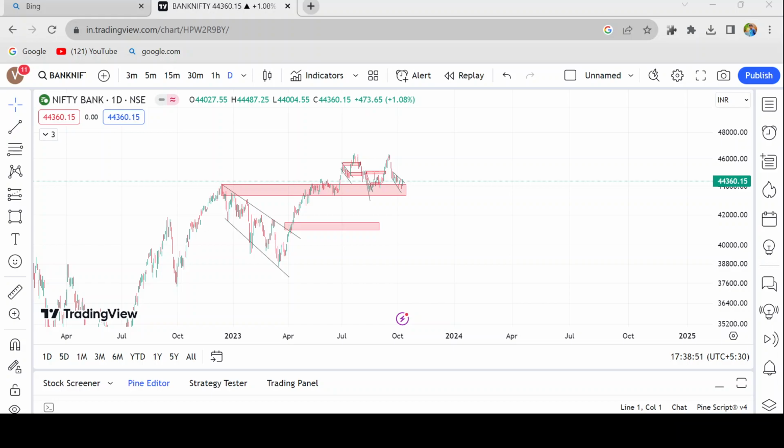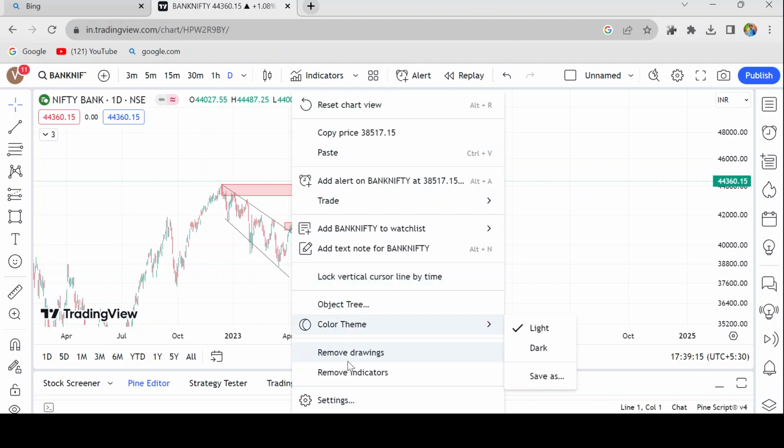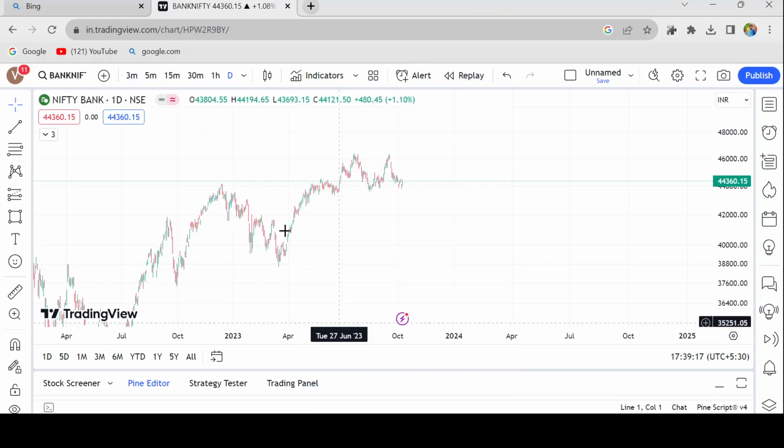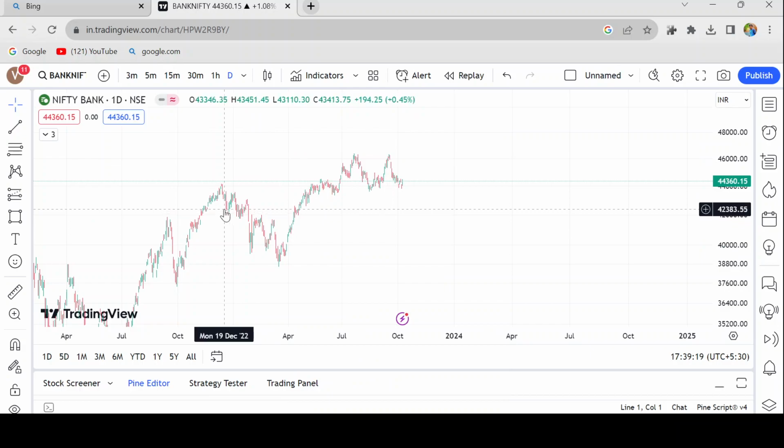I have written out a plan for Bank Nifty trading in the coming days. As you can see, all the patterns and all the upcoming trade patterns have been drawn up over here. Anyways, we'll dive right into it. Let me remove all the markings. All right, now that it's gone, we can dive right into it.